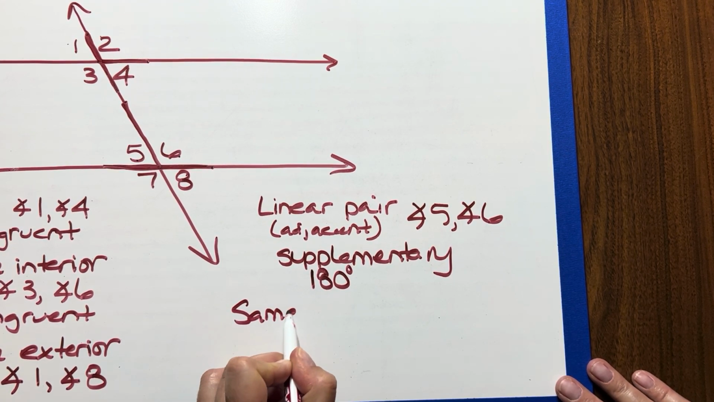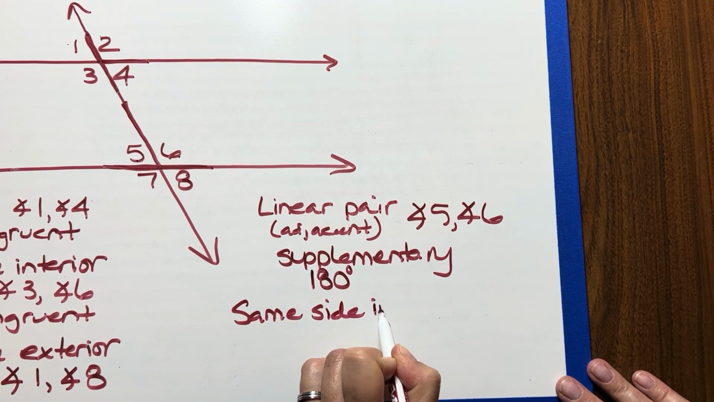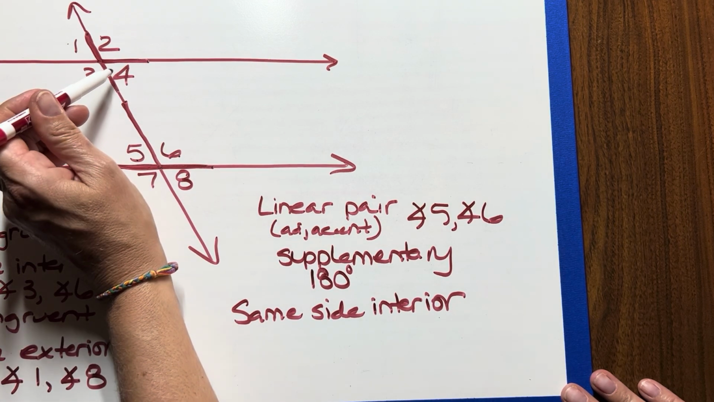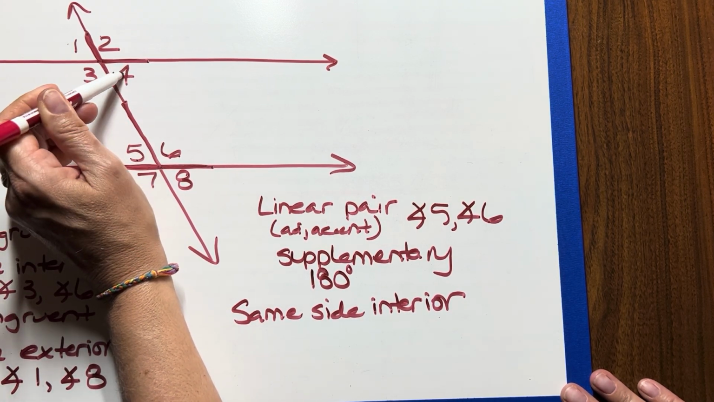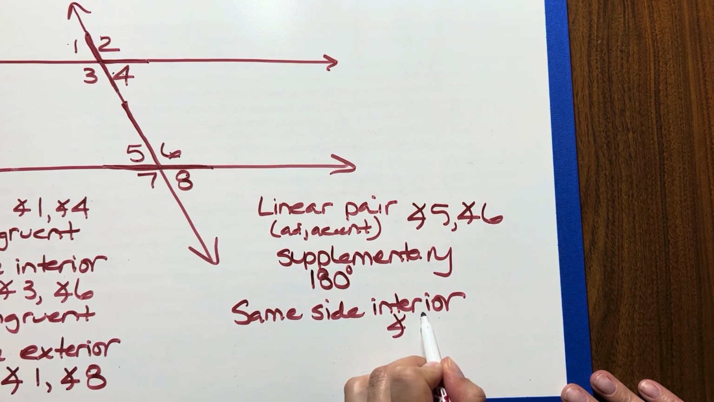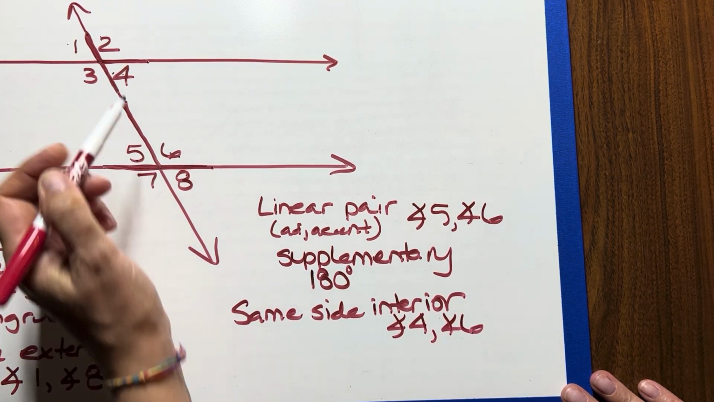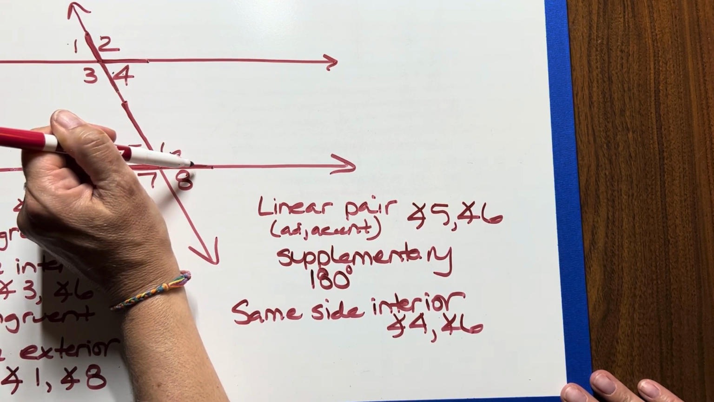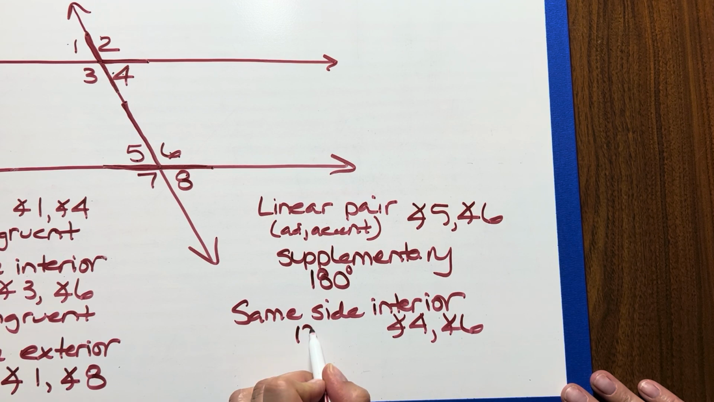Our next angle pair is called same side interior angles. Same side meaning same side of the transversal and interior to one another. So same side interiors would be angle 4 and angle 6. They are on the same side of my transversal, sandwiched in between the parallel lines. These also add up to 180 degrees.